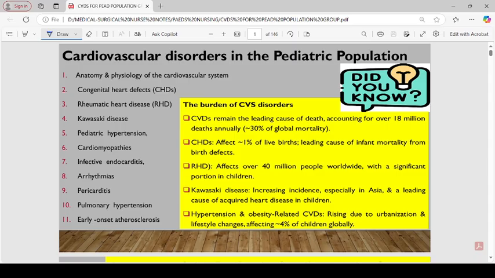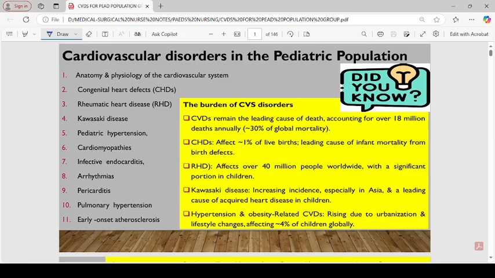Today we shall be presenting on cardiovascular disorders in the pediatric population. As always, my name is Thomas and Aaron, and today I'm excited to take you through this essential topic. This topic has been tailored for healthcare providers with a special focus on nurses.